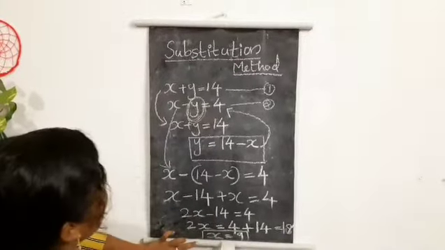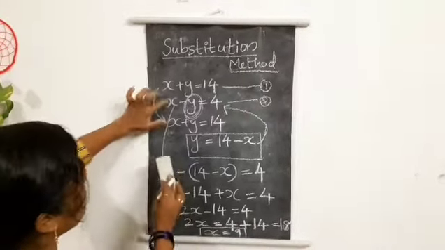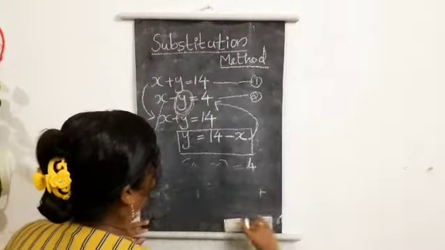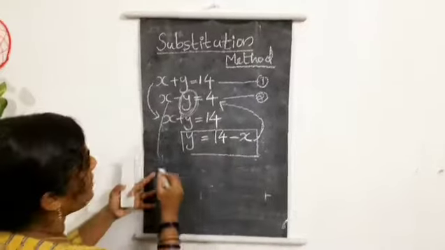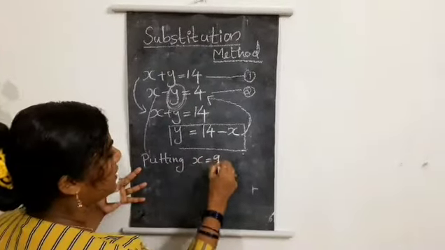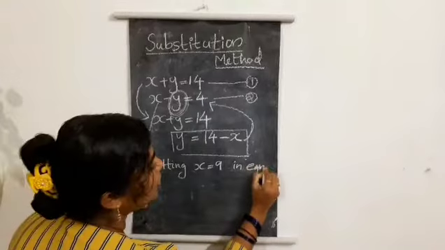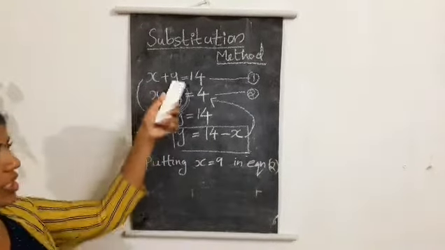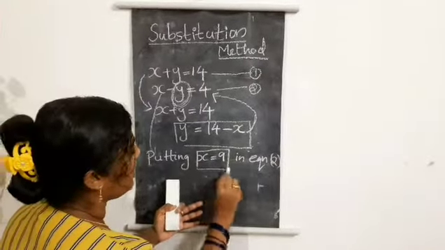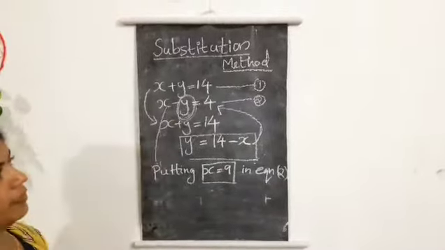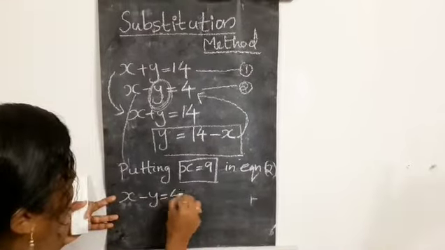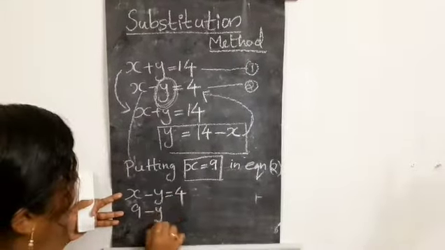We can apply this value in our equation. So put x equal to 9 in equation 2. We can use any equation, number 1 or number 2. That x equal to 9 we will apply in equation number 2. So x minus y equal to 4, that is a simple equation. So we can apply it in that equation. x minus y equal to 4, x is 9. So 9 minus y equal to 4.